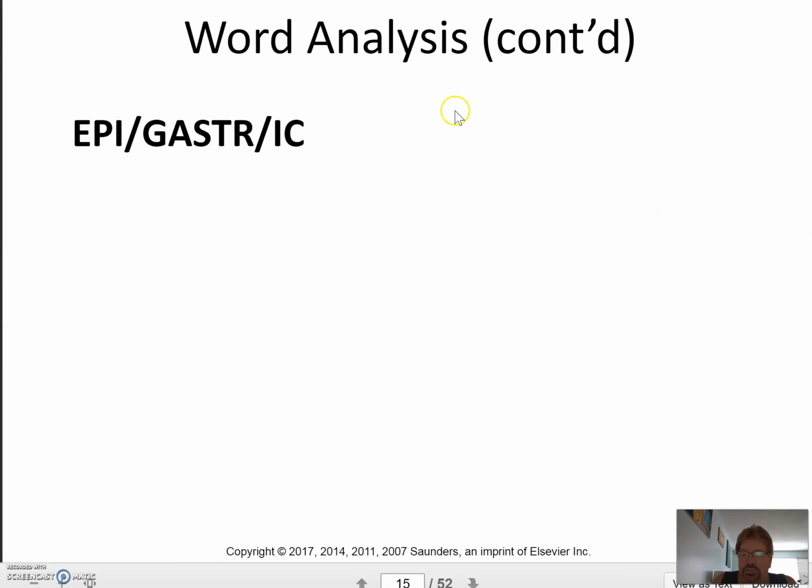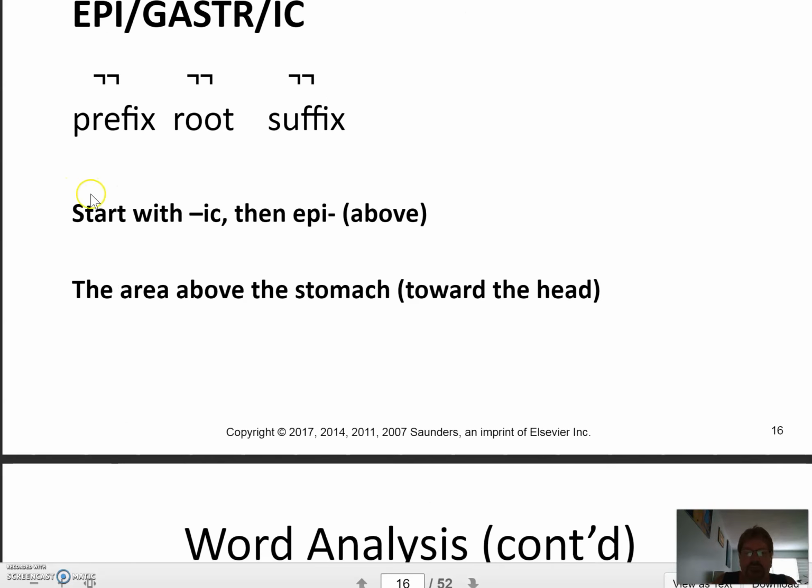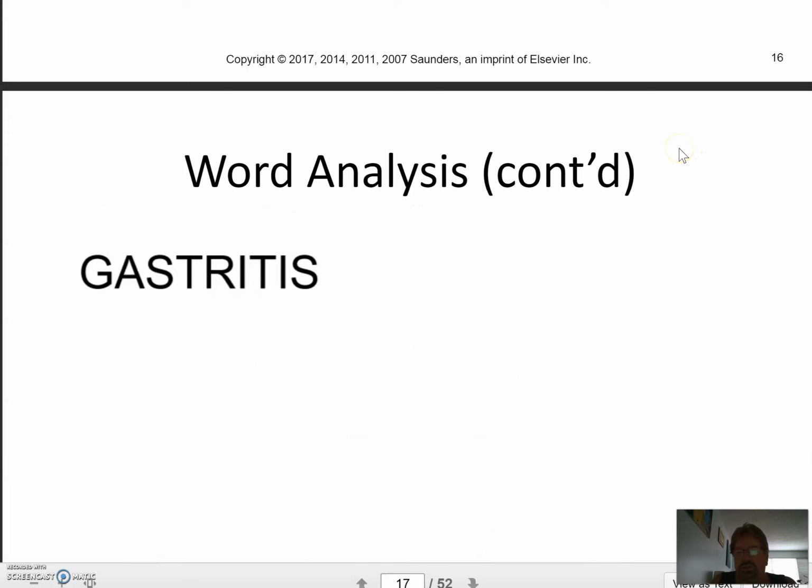Epigastric is just the opposite. What's epi mean? On top of. Epigastric means above the stomach. See how important these are, guys? Even if you've come across a word you've never seen before, if you have a knowledge of medical terminology, you can figure it out. That's what's so cool, man.